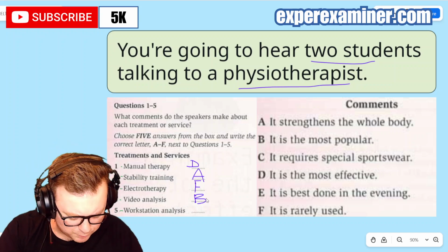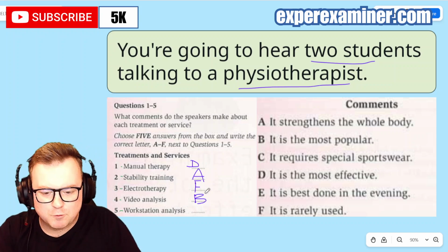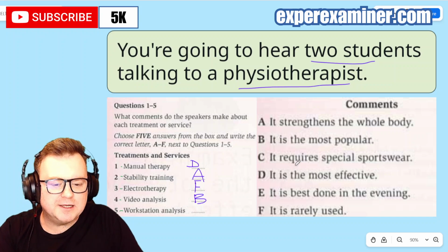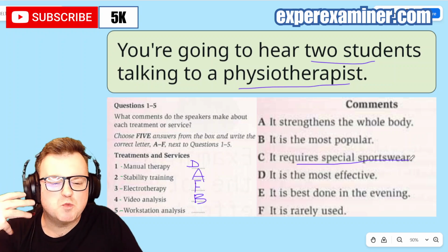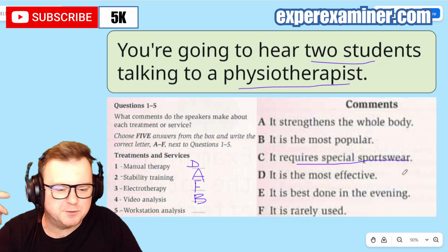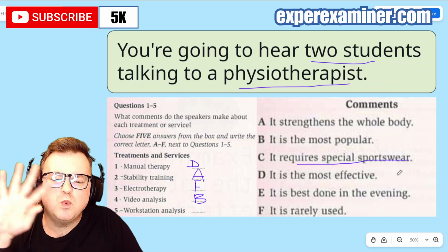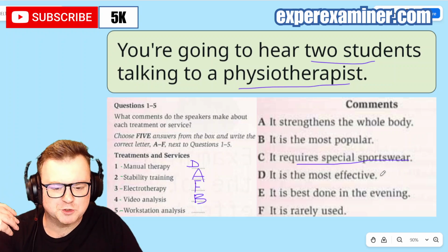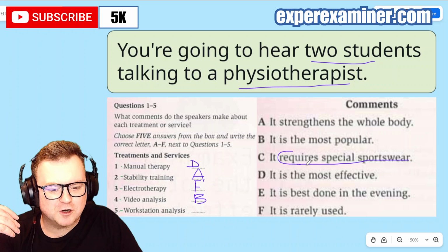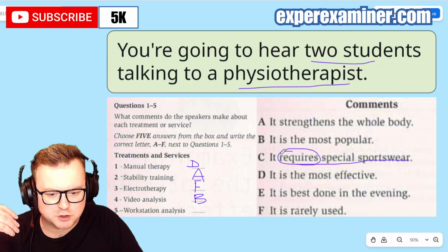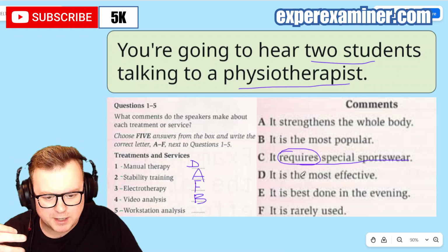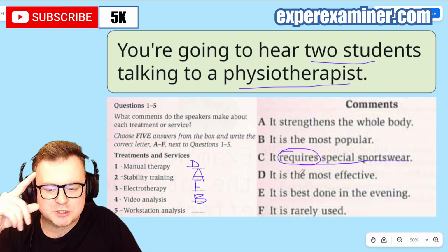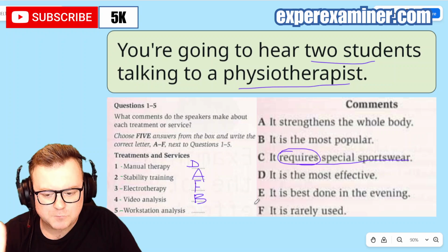And then number 5, workstation analysis. Which one was it? Number 3, where I have F. You might have said it requires special sportswear, but the physiotherapist said we might sometimes ask people to wear a special shoe. That's different from it requires special sportswear. Might sometimes is low modality, it requires is high modality. So that's why number 3 is not C. All right, and then number 5 is E.